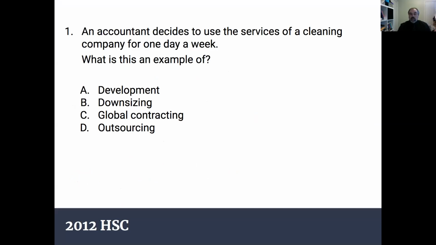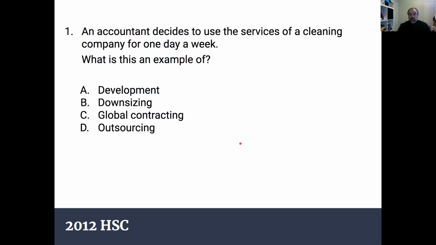Question 1 from the 2012 HSC exam. Typically the first couple of questions are leading questions, and tend to be relatively easier than other questions, as a means of settling you into the paper.